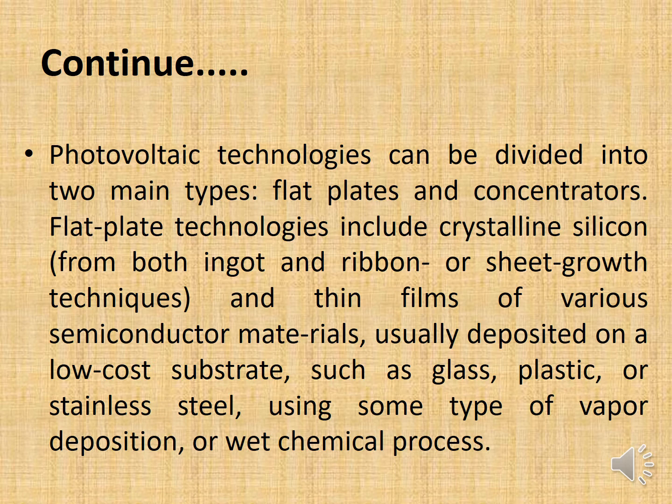Photovoltaic technology can be divided into two main types. First one, flat plates. Second one, concentrators. Flat plate technologies include crystalline silicon from both ingot and string ribbon or sheet growth techniques, and thin films of various semiconductor materials usually deposited on a low cost substrate, such as glass, plastic, or stainless steel, using some types of vapor deposition or wet chemical process.